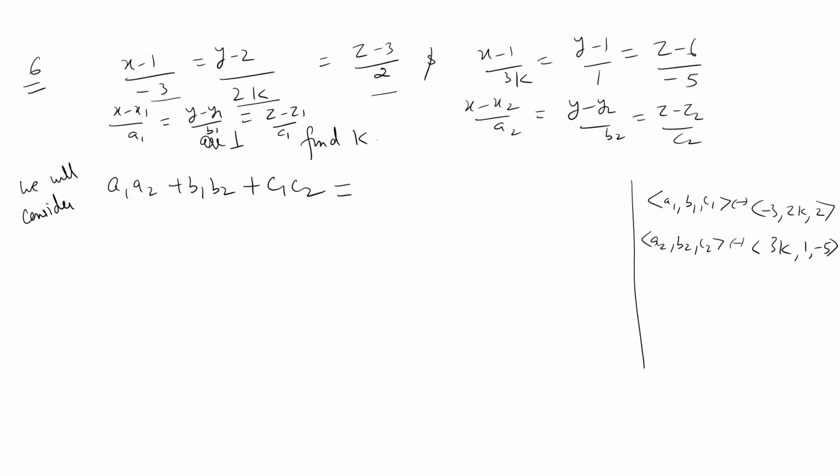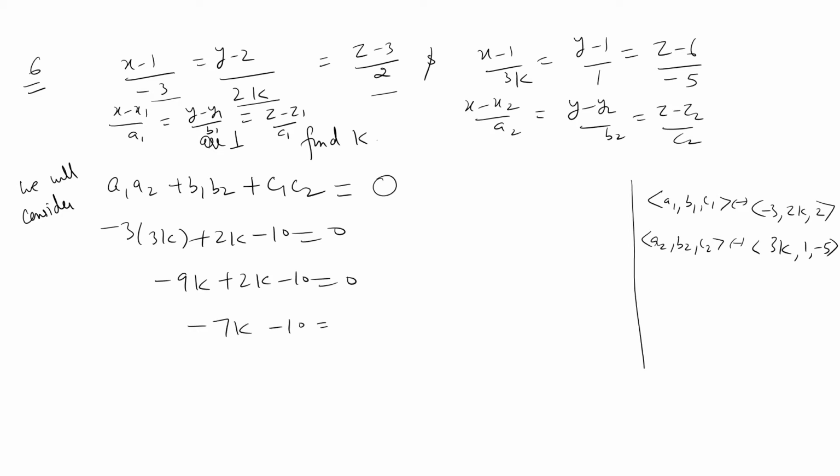Okay, so it is given that the lines are perpendicular. So since the lines are perpendicular, I will take it as 0, and I need to get the value of k. So it becomes minus 3 into 3k plus 2k minus 10 is equal to 0, minus 9k plus 2k minus 10 equal to 0. So it is your minus 7k minus 10 equal to 0. So this becomes minus 7k is equal to 10, so k is equal to minus 10 by 7.